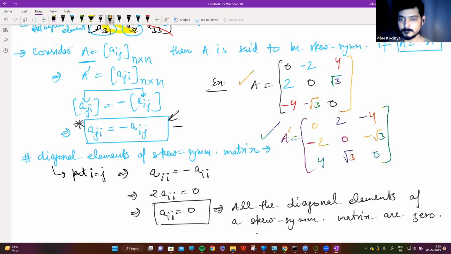Now let's compare them. Whether A dash is equal to -A or not. For -A, I just have to multiply all the elements with -1. So this would be 0, 2, -4; multiplying the second row with negative: -2, 0, -√3. Now come to A dash: -2, 0, -√3. Multiply the third row of A with -1: 4, √3, 0. So this is a skew symmetric matrix, first of all.